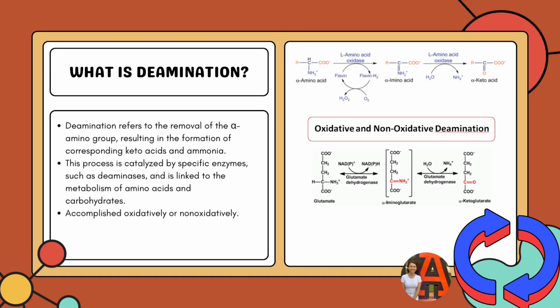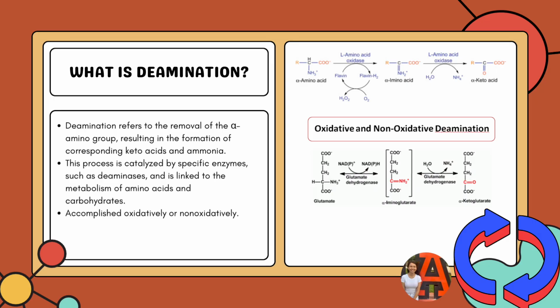But what is deamination? Deamination refers to the removal of the alpha amino group, resulting in the formation of corresponding keto acids and ammonia. This whole process is catalyzed by specific enzymes such as deaminases and is linked to the metabolism of amino acids and carbohydrates.